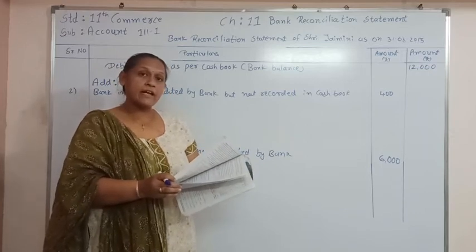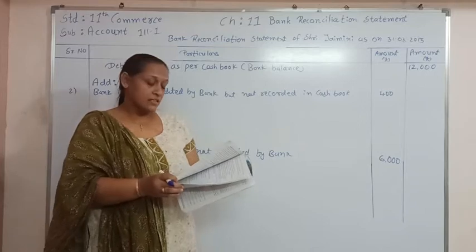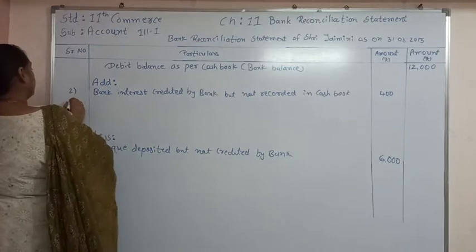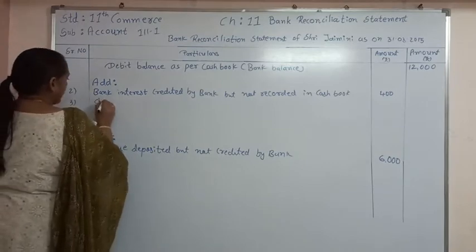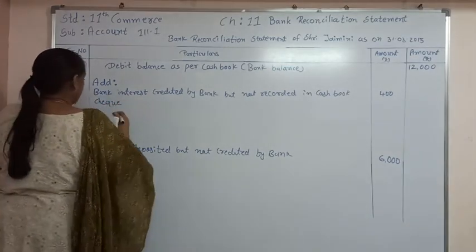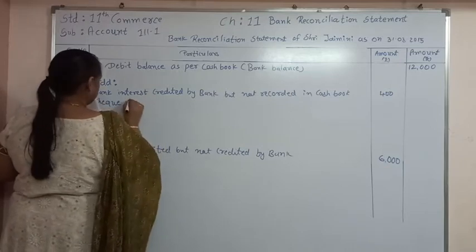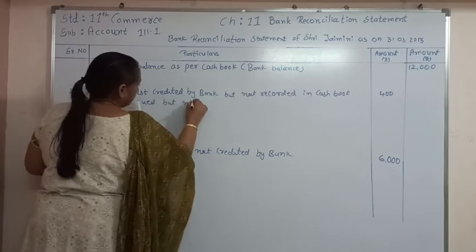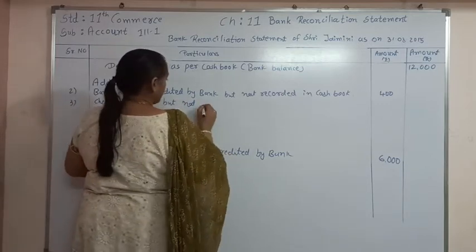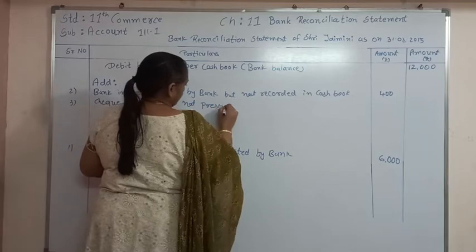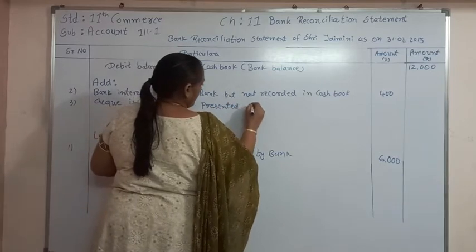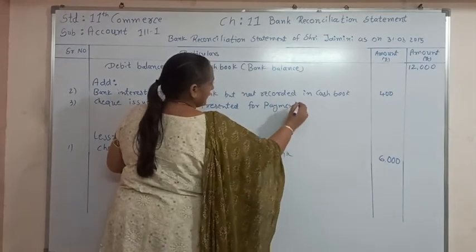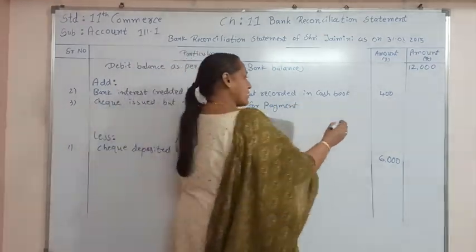So for that we will write the transaction number third, check issued but not presented in bank. Check issued but not presented for payment. So that was the amount was 2000.